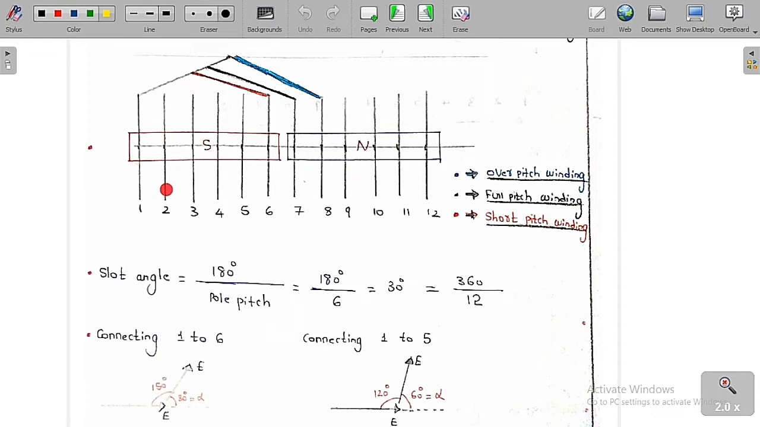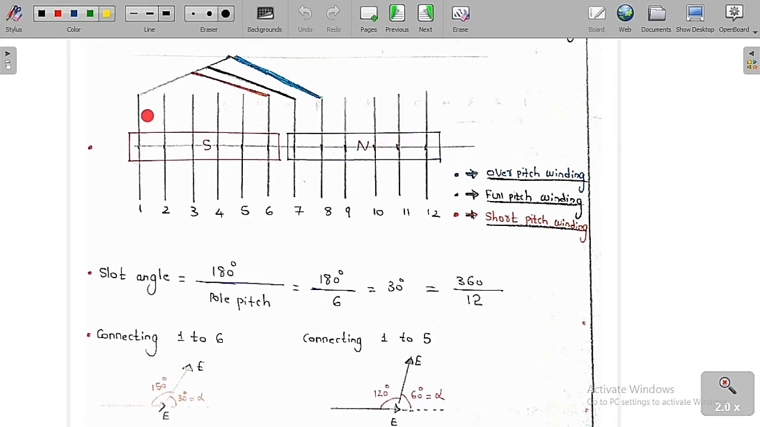So therefore 12 by 2, the slots per pole, which is called the pole pitch, is equal to 6. So 6 slots for pole 1 and 6 slots for the other pole. I have already told you, I am going to assume these are the south pole and these are the north pole. And I already assume that the conductors in the south pole have a current which is leaving, and in the north pole the currents are entering. All these things I have already told you.